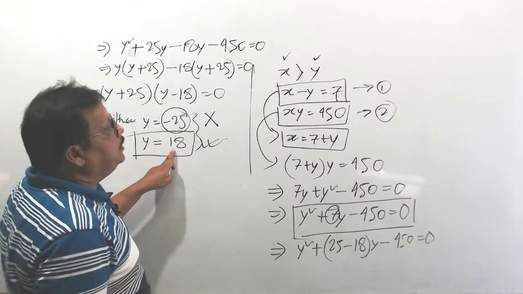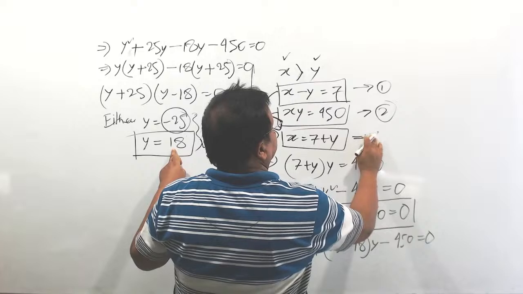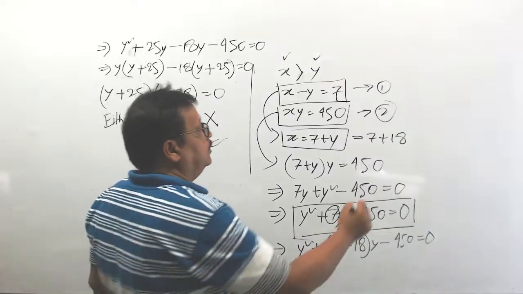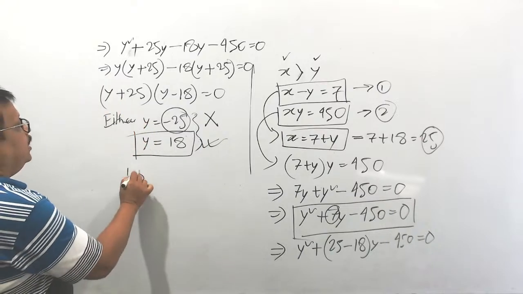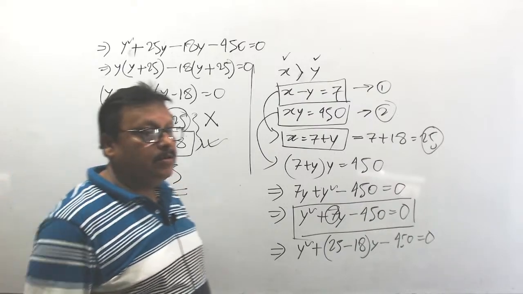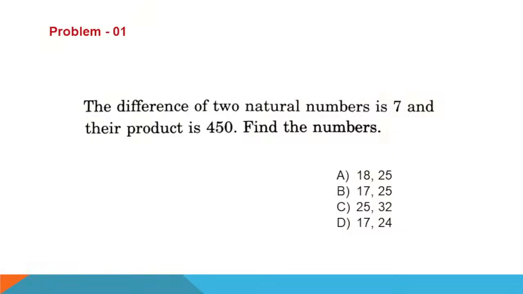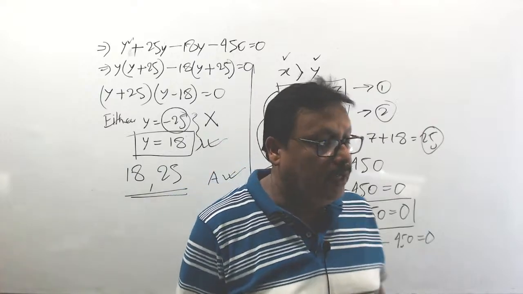If y is equal to 18, what is x? What is x? 7 plus 18, 25. Isn't it? That is, one number is 18 and the other number is 25. These are the answers. So, which option? The answer is given, 18 and 25. Option A. So, the answer will be A. A is correct. Understood? Go to the next one.